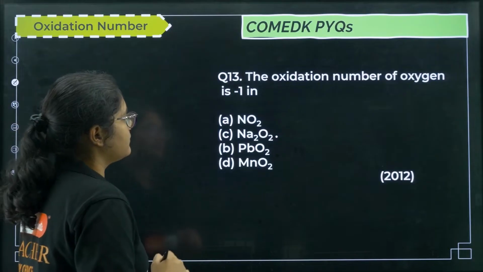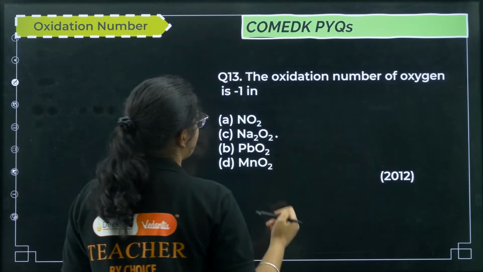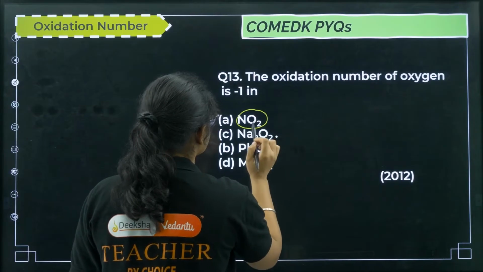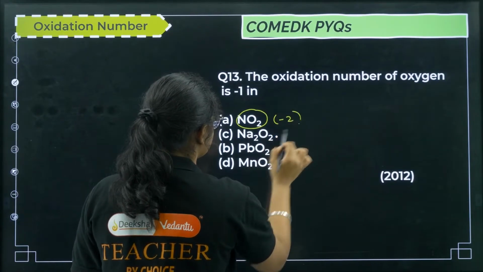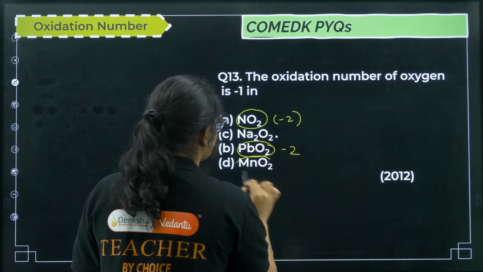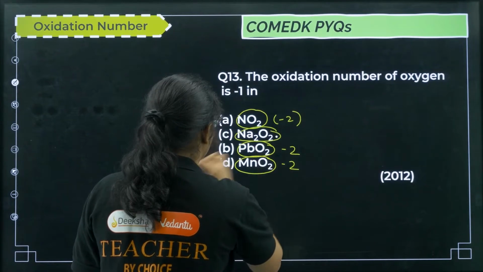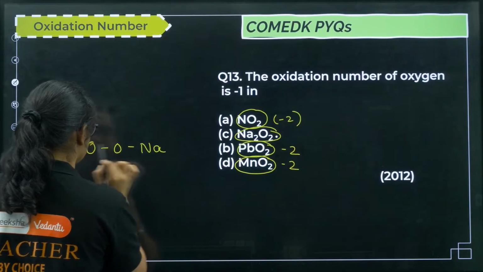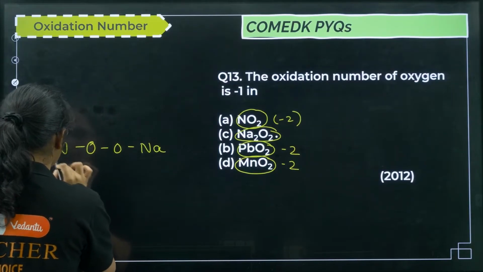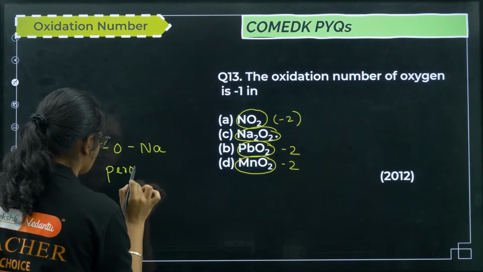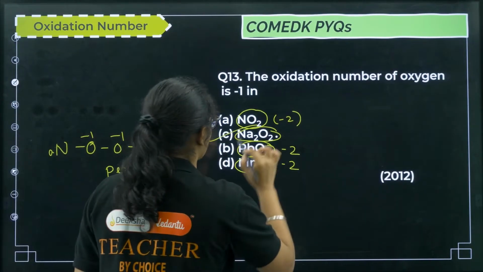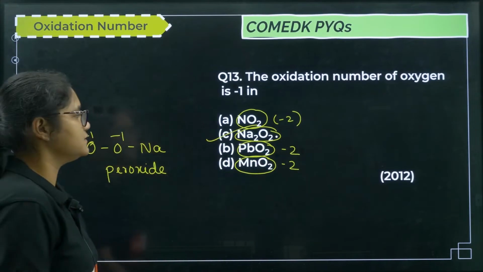Next, the oxidation number of oxygen is minus 1 in. So now if you see here NO2, okay, the oxidation state here of oxygen is minus 2, here also it is minus 2, here also it is minus 2. But in Na2O2, the structure is like this, okay. So it is a peroxide linkage, okay. So in peroxide it is minus 1, so that is why option number C is the correct answer here.